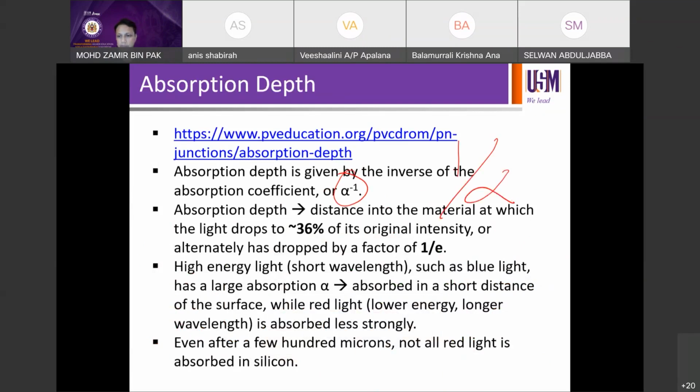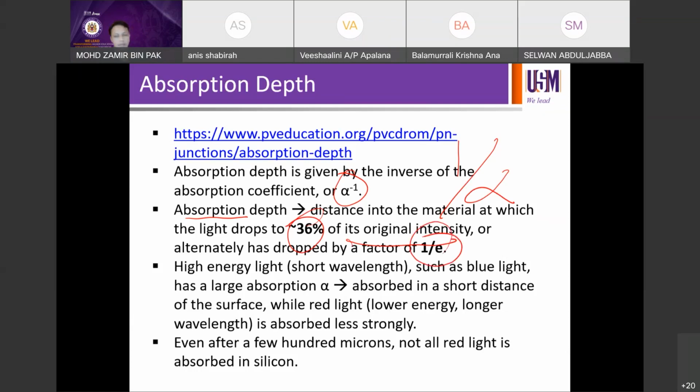So let's go through for another perhaps 10 minutes. Absorption depth is given by the inverse of absorption coefficient, or 1 over alpha. Ataupun alpha -1 lah, inverse -1. Absorption depth means distance into the material at which the light drops to 36% of its original intensity, or alternately has dropped by a factor of 1 over E.